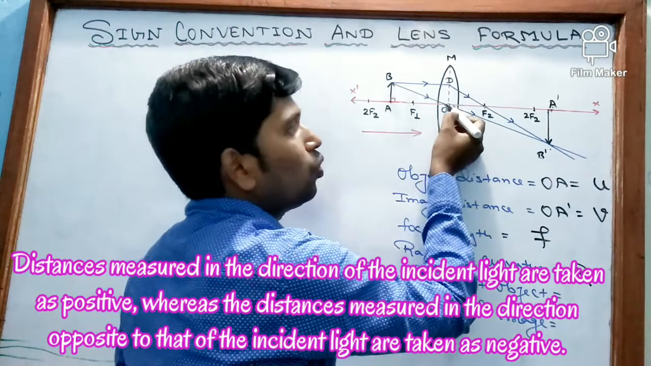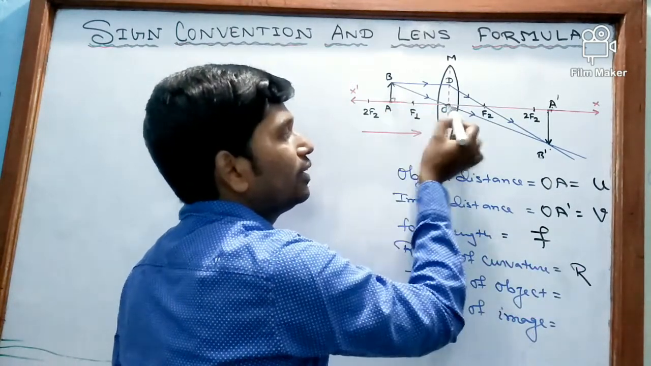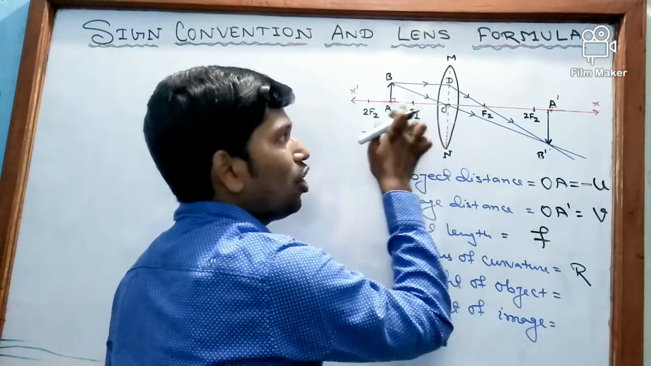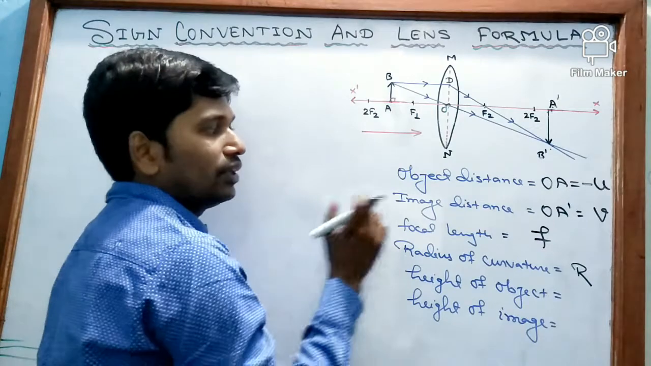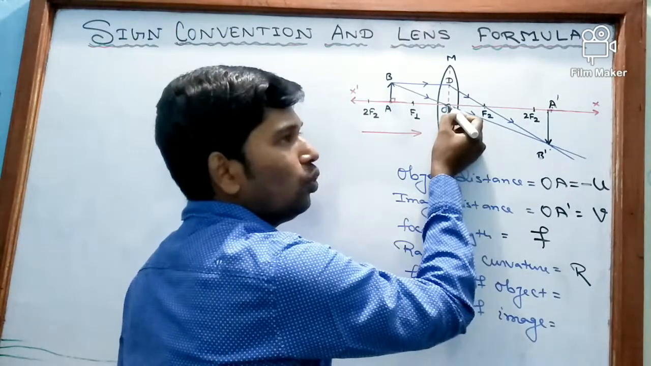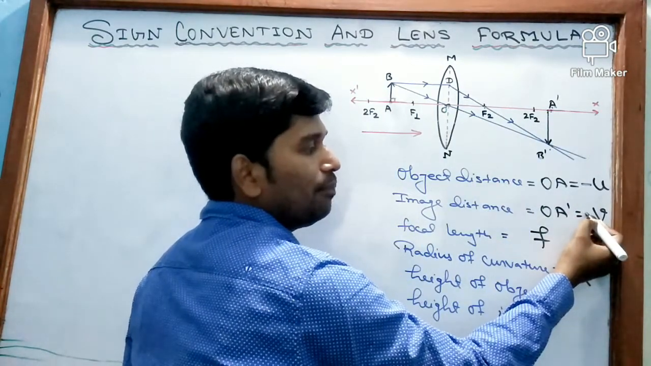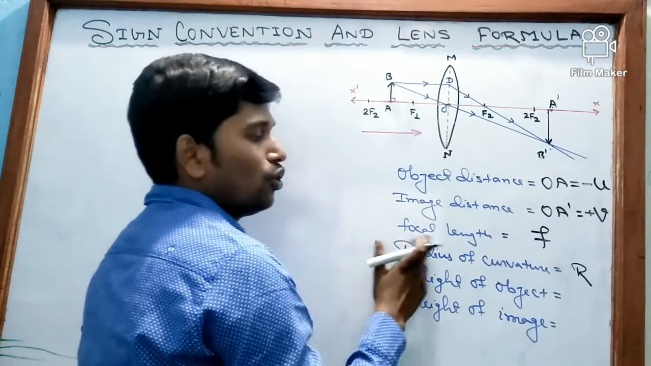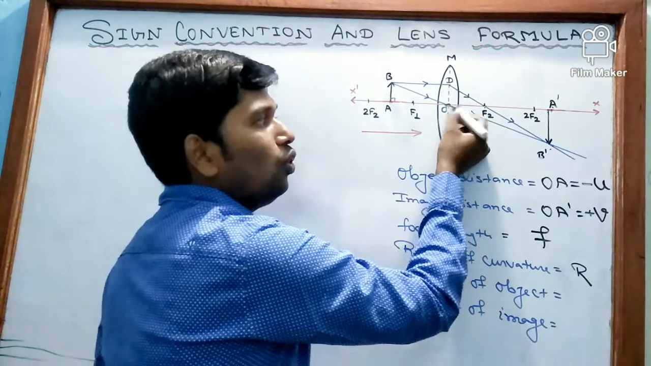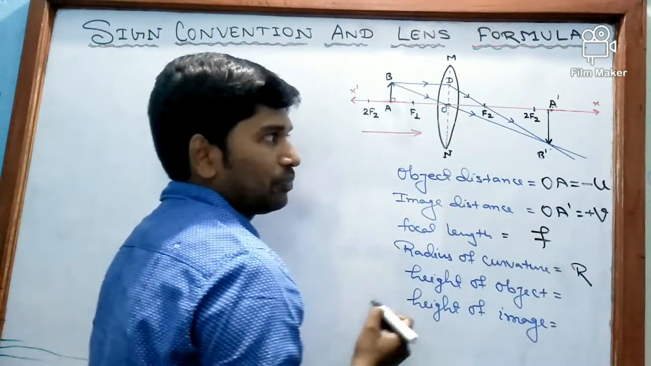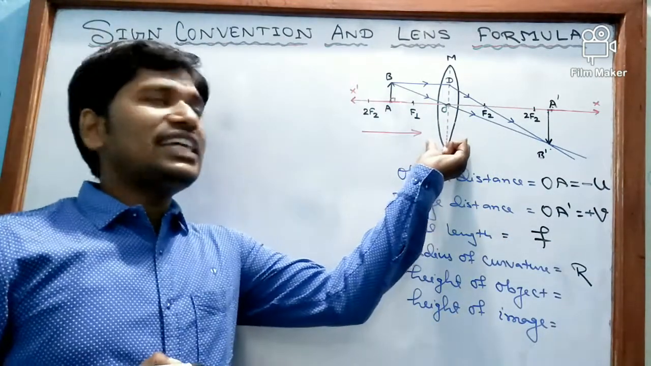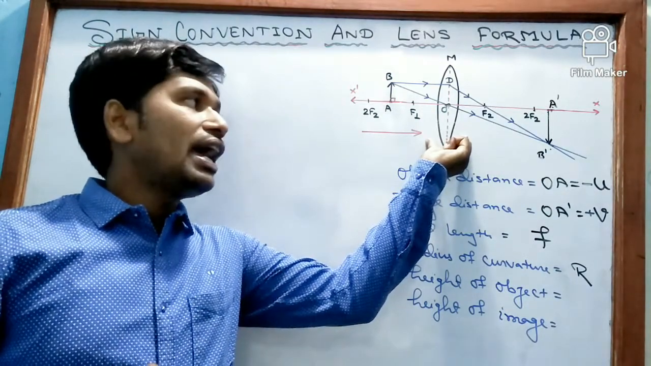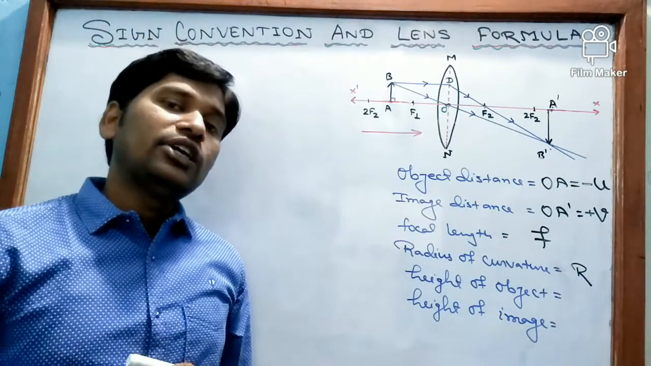So the distance OA, the object distance, will be negative, as it is in the opposite direction of the incident ray. Image distance O to A dash will be positive, as it is in the direction of the incident ray. Focal length OF2 will be positive. So for convex lens, focal length will be positive, and for concave lens, the focal length will be negative.